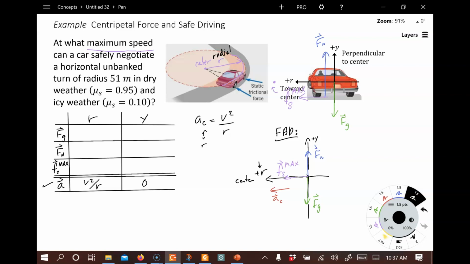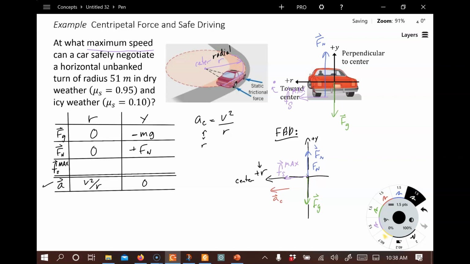For the force of gravity, of course, we have 0 in the r direction, and it's all in the y direction. And we know that the magnitude of gravity is mg, and it's down, so it's negative mg in the y direction. For the normal force, we don't have a formula for the magnitude, so we're just going to have to leave it as an unknown, F_n. But we do know that all of that magnitude points in the positive y direction, so that means that we've got 0 for the r-axis, and we've got plus F_n over here for the y component.